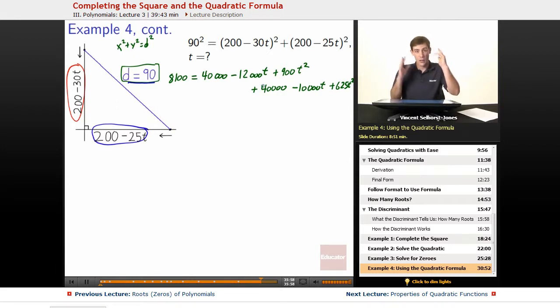All right, we simplify this. This looks like something that could eventually turn into a quadratic, right? So time to use the quadratic formula. We need to get into that form. We'll subtract 8100 over, so 0 equals, minus 8100, minus 8100 over here.